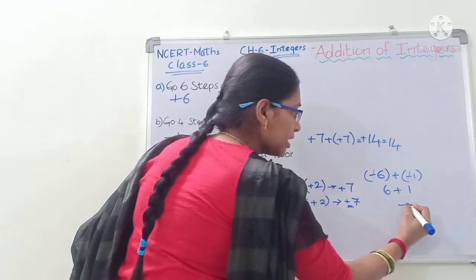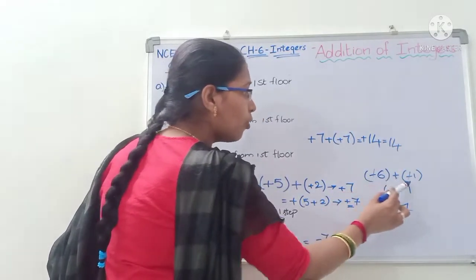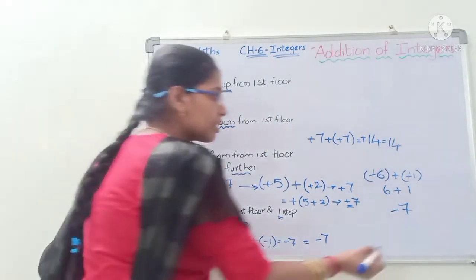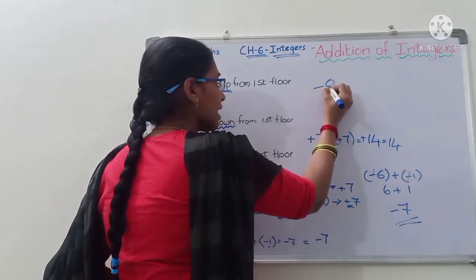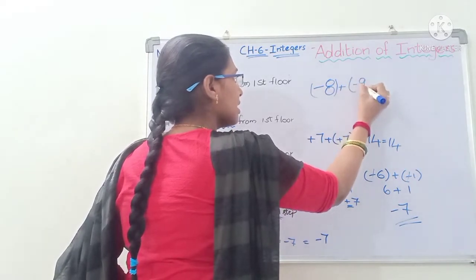What answer will you get? 7. And we know that in the question you have both negative, so in the answer keep minus. The answer will be minus 7. Let's see another example. Minus 8 plus minus 9.